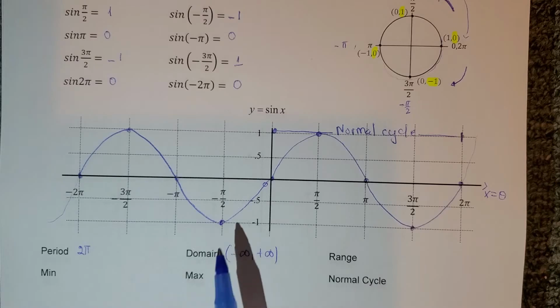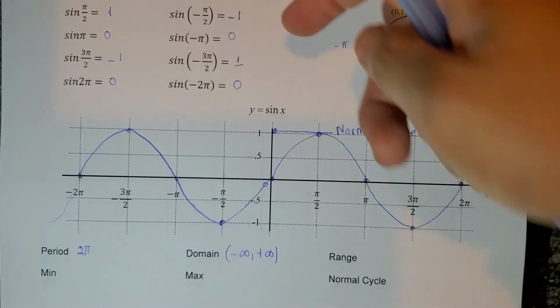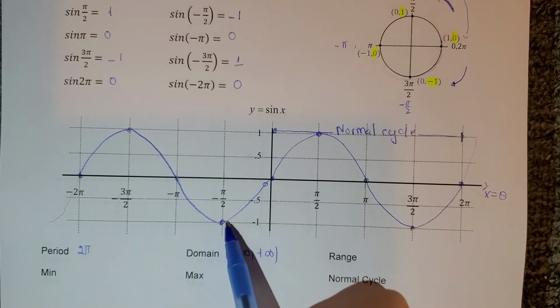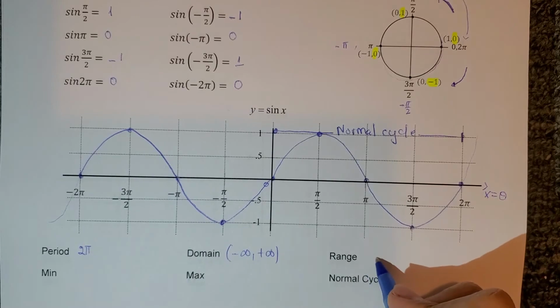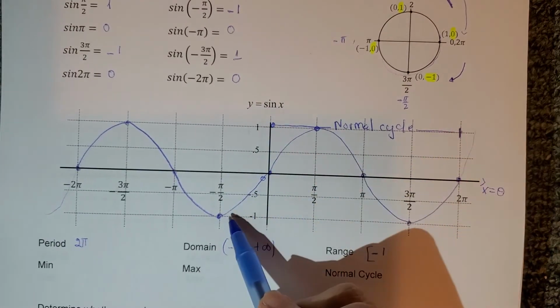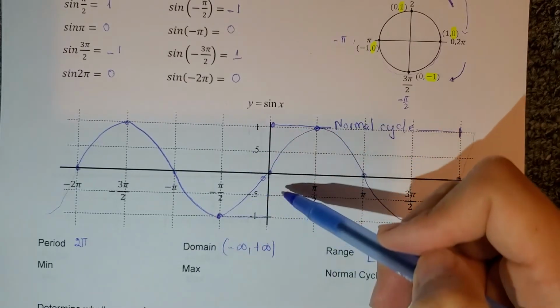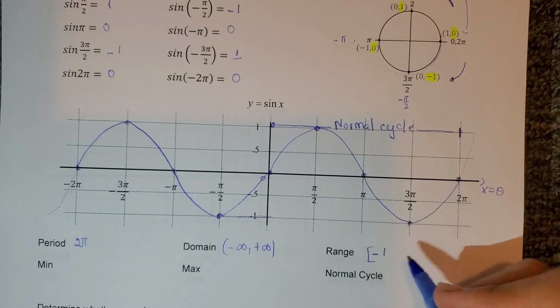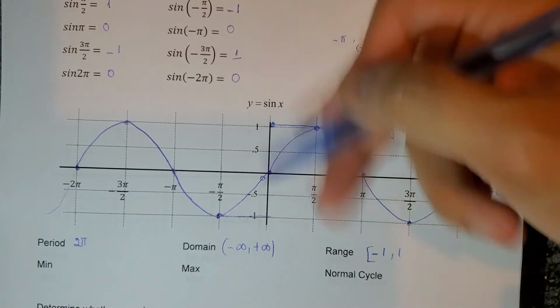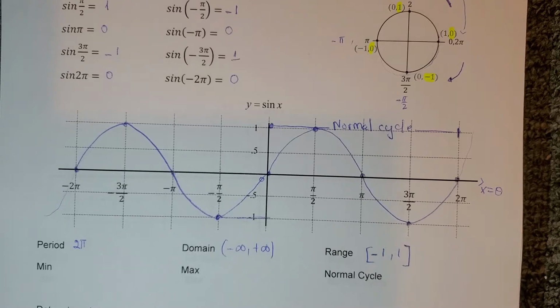So if you look at here, the lowest point of this graph is -1, right? Because below that, there's no graph. And then the highest point, which is 1. You go all the way to 1, and above that, there's no graph. So here we go, that's the range, okay?